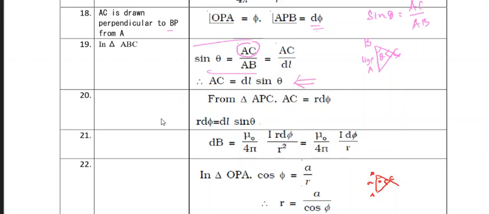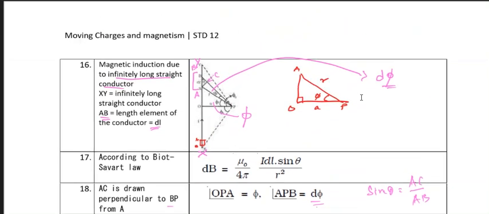Right. Next, from triangle APC. Let us consider triangle APC. Where is it? APC, is it not? So, triangle APC, this angle.